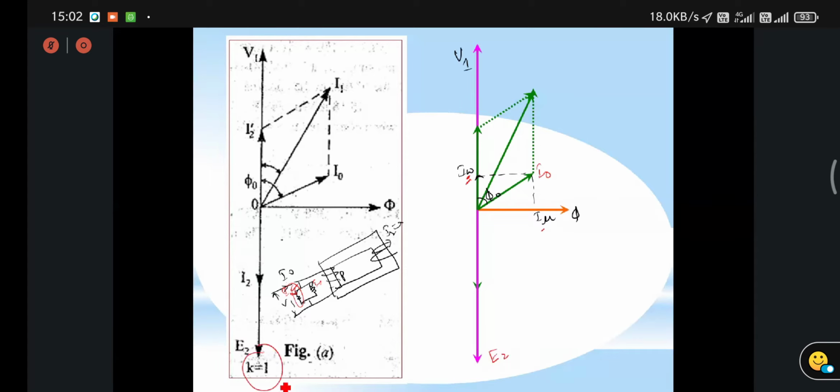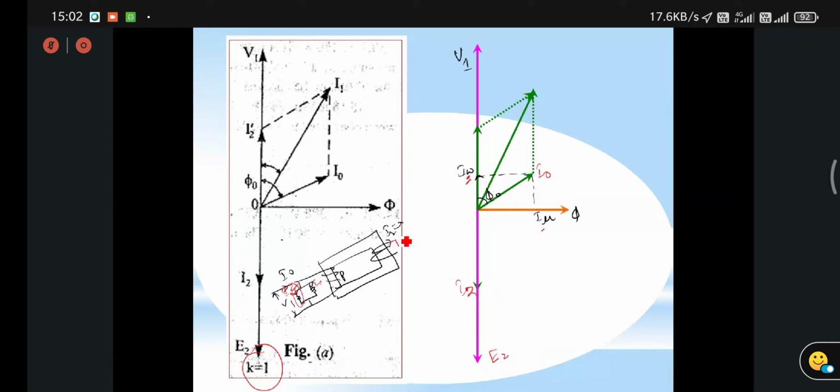Whenever K is equal to unity, the voltage transmission is already equal to unity, and that I2 will be there. So when that I2 is present here, whenever the load is connected here, that I2 causes the flux, which is phi 2. So this is the phi 2 direction here.